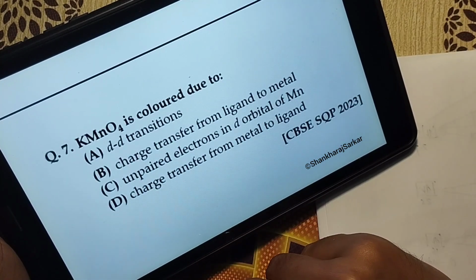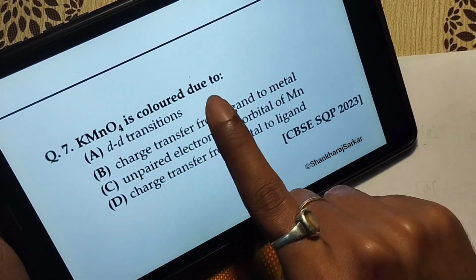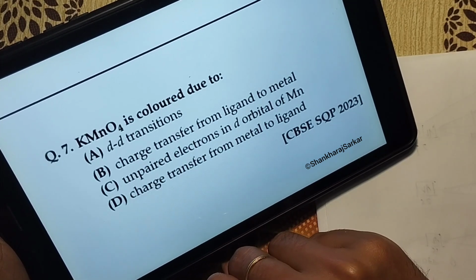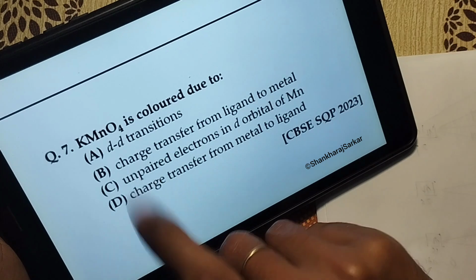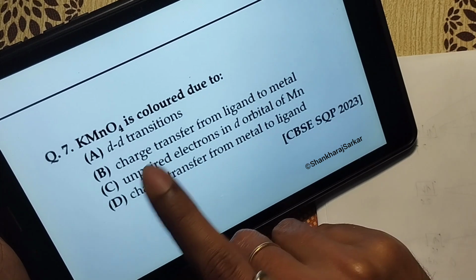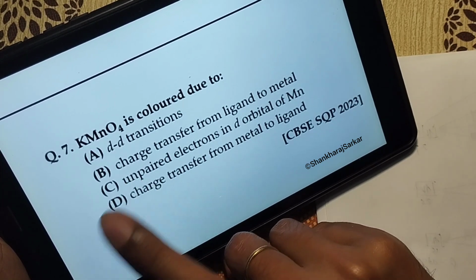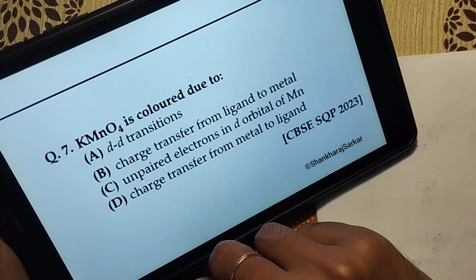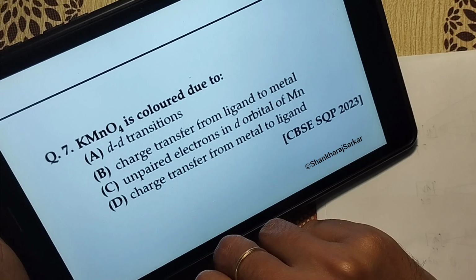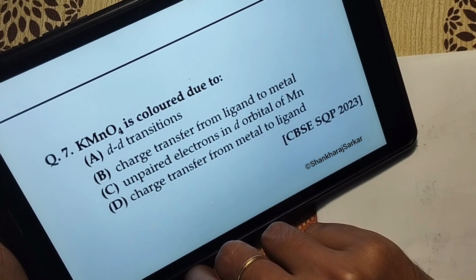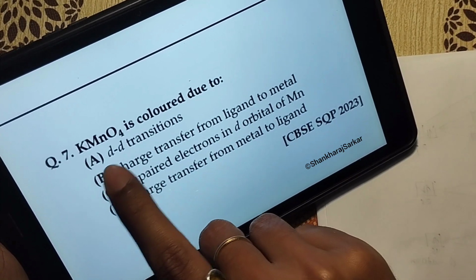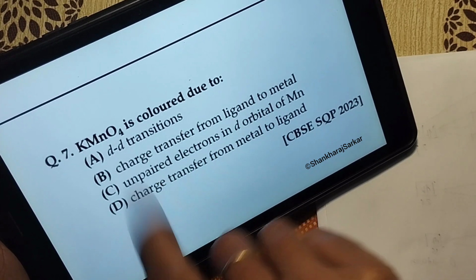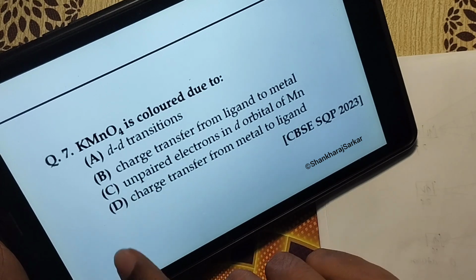Next, question number 7. In question number 7, KMnO4 is colored due to what? Remember, KMnO4 is colored because of charge transfer from the ligand to metal. KMnO4 is not colored because of d-d transition, because in KMnO4 manganese is in +7 oxidation state. So +7 means there is no electron in the valence shell of Mn, no unpaired electron, so it cannot be d-d transition. It is because of the charge transfer from the ligand, that is oxygen, towards the metal, that is Mn. So option B is the correct option.